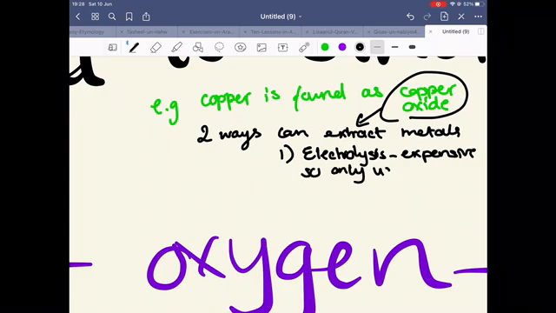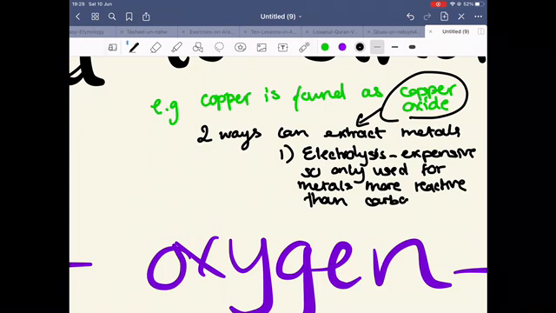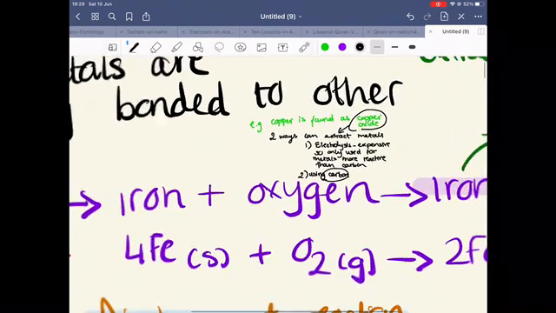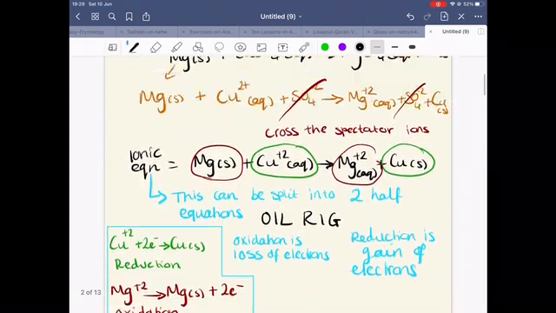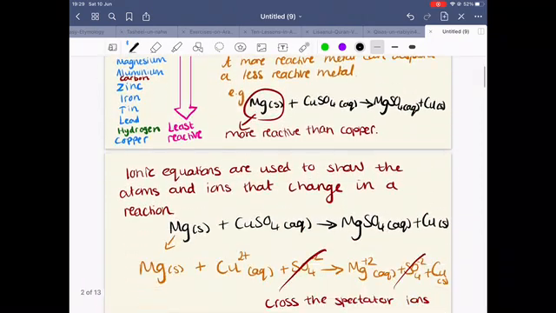The two extracting methods that you need to know is one, electrolysis, which is quite expensive because it requires electricity. So we only use electrolysis for metals that are more reactive than carbon, and we'll look at why. And then the second one is using carbon reduction, so heating the metal oxide with carbon, and that will extract metals less reactive than carbon. And let's look at an example. So the example that we're going to look at is an example of a displacement reaction. Now just go back to looking at what displacement means.